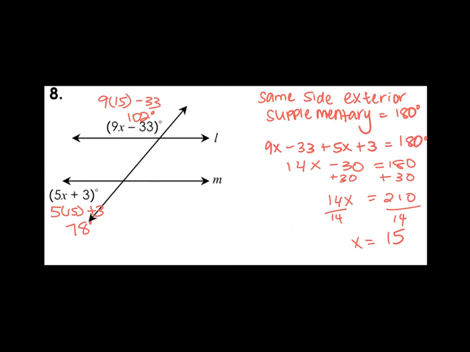All right, and for number 8, we have same side exterior angles, and they are supplementary. So again, just by looking at these angles, you should be able to tell that they're not equal. So this top one is an obtuse angle, and this bottom one is an acute angle. So these are going to be supplementary angles. So we're going to set it equal to 180, and when we solve our equation, we get x equals 15. And when I plug it back in for this top obtuse angle, I get 102 degrees, and the bottom angle, I get 78 degrees.